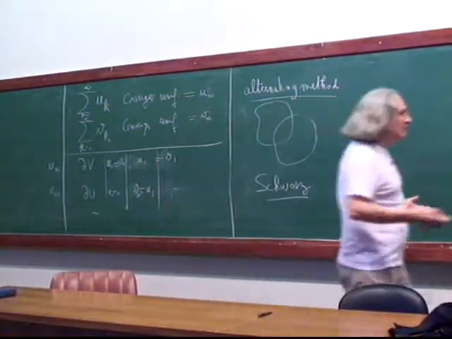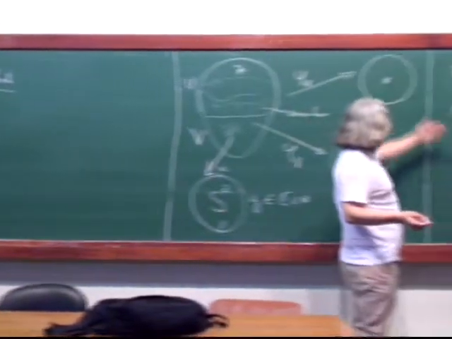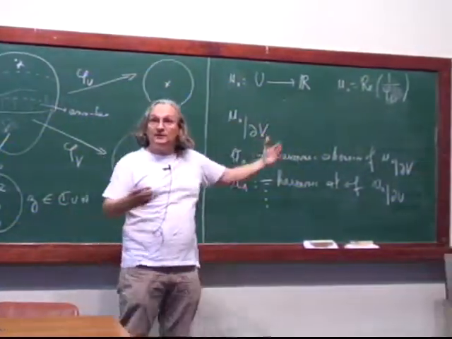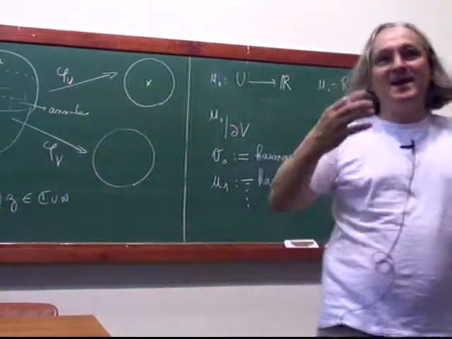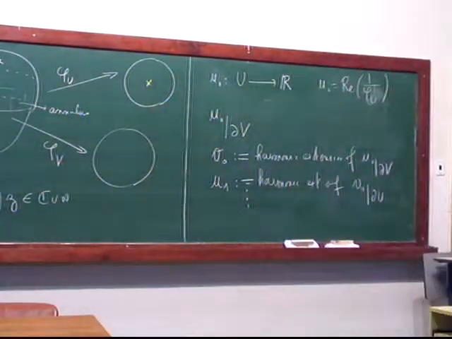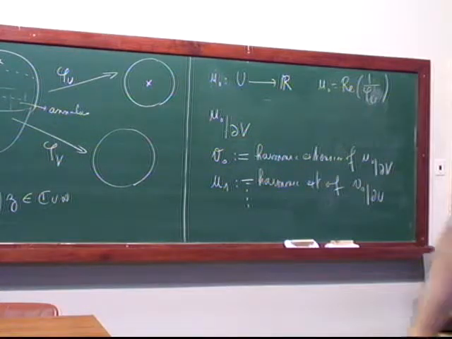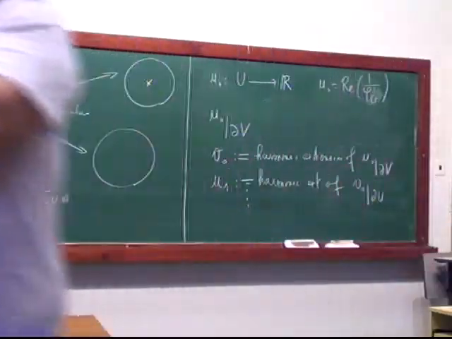U0 could be any harmonic function, but I need this one at the end to get really what I want. It could be any harmonic function having a single pole, but there is only one, this one. Paul, do you agree?